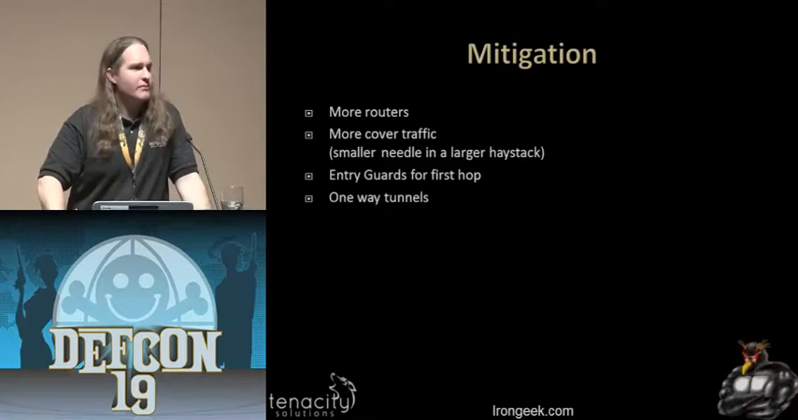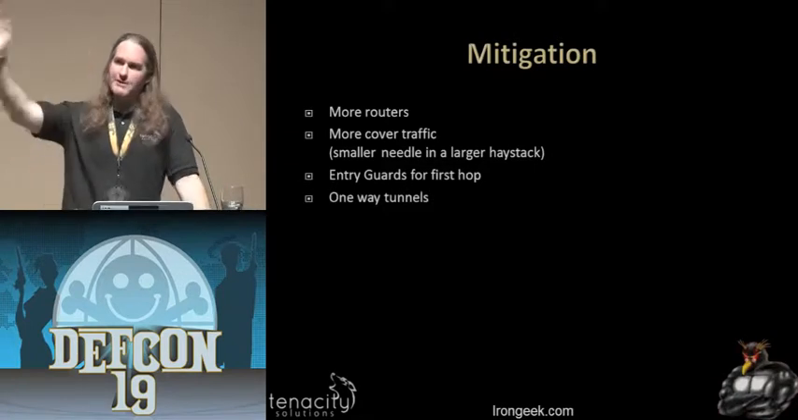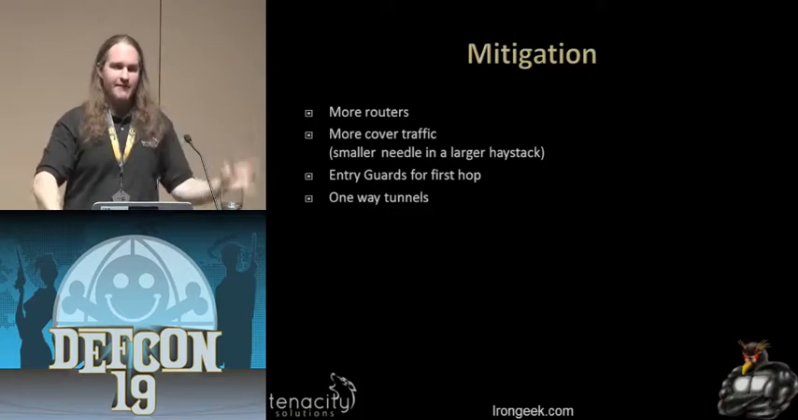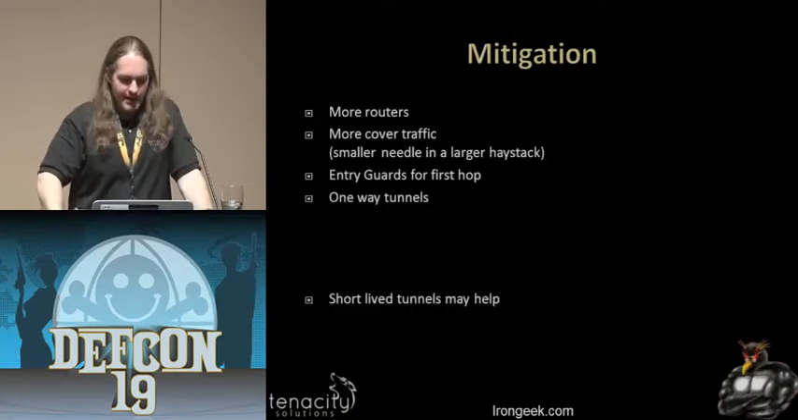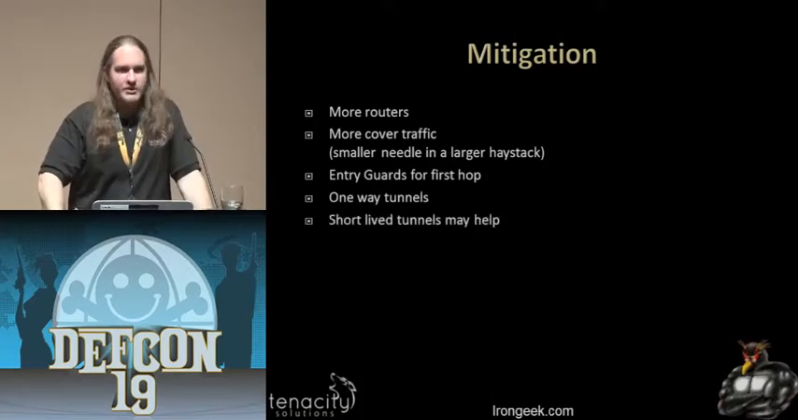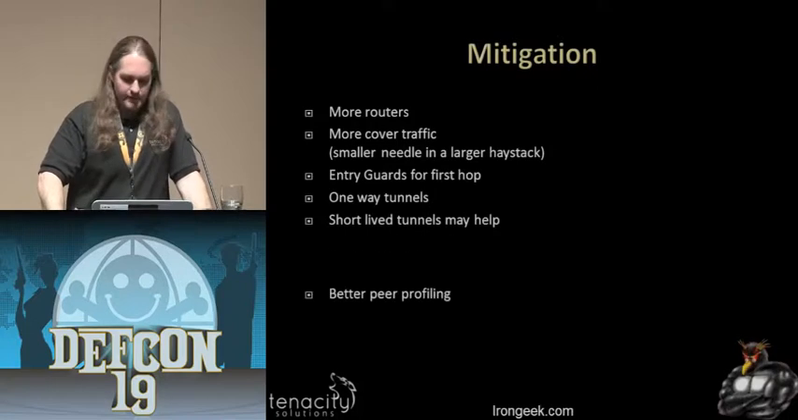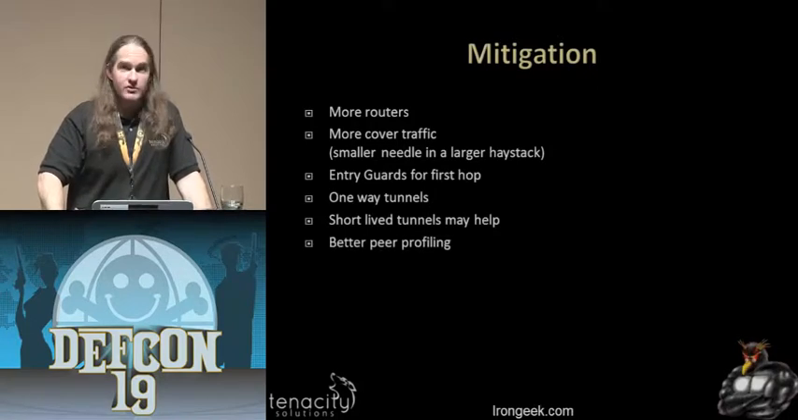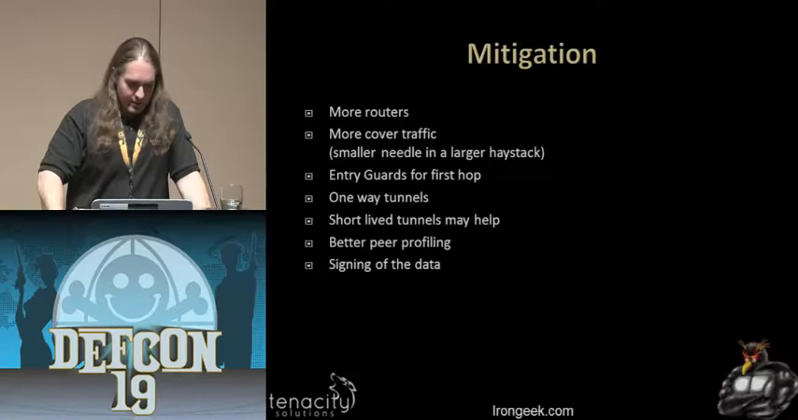One-way tunnels may also help somewhat. If your message is going out one set of nodes, but it's not coming back the same path, it should confuse some traffic analysis attacks. Short-lived tunnels may also help, giving people less time to profile. Better peer profiling to try to spot bad actors. Signing of the data, of course.